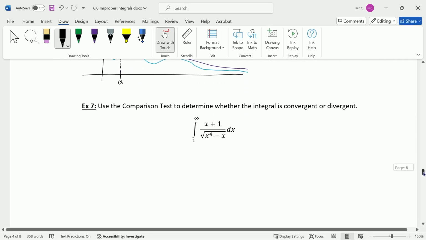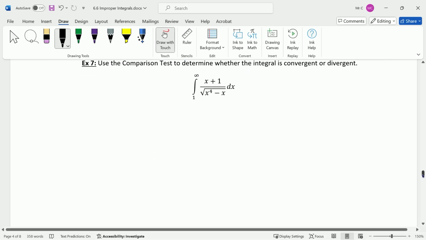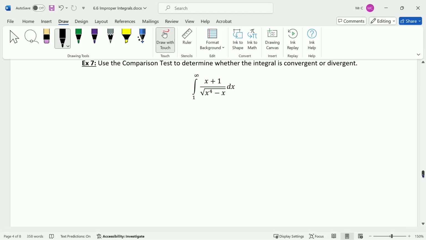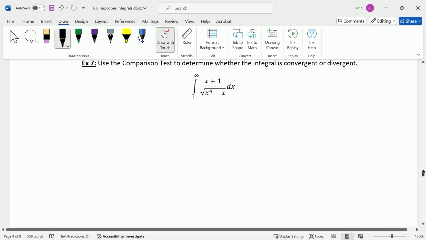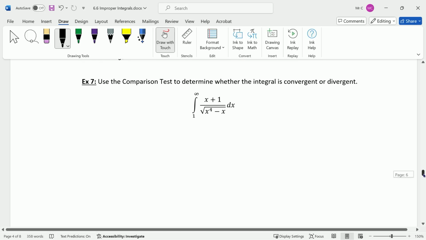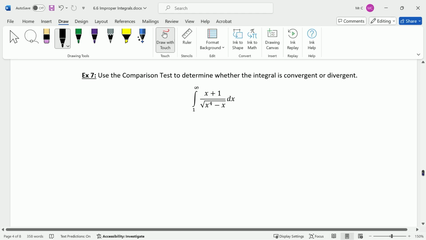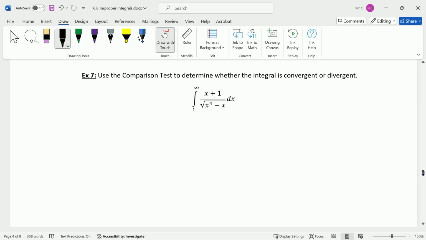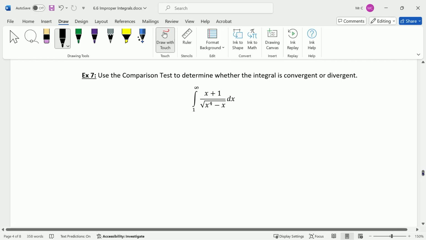Okay, so let's do an example. Use the comparison test to determine whether the integral is convergent or divergent. So here we've got the integral from 1 to infinity of x plus 1 over the square root of x to the 4th minus x dx. Now, one of the big mistakes I see students make is trying to just jump straight to, okay, I should know what the function is to compare it to immediately, and then validate the comparison. But that doesn't really work out. You have to actually discover what function to compare it to.